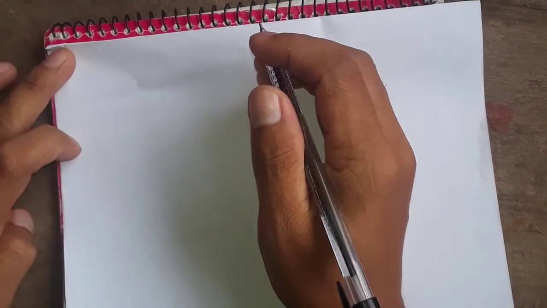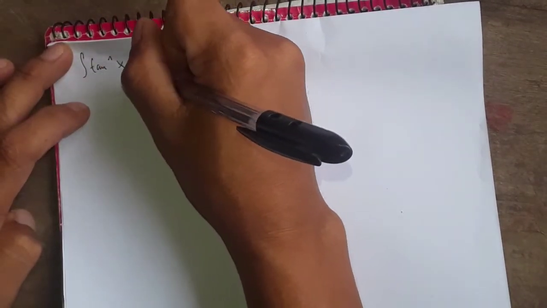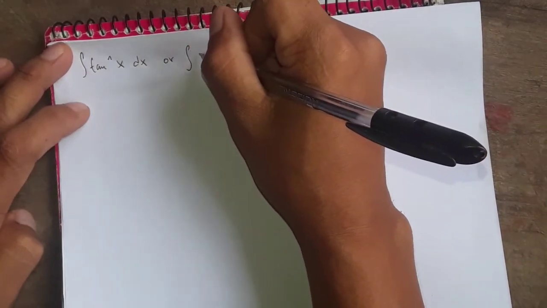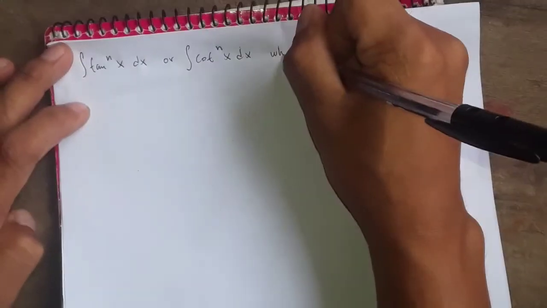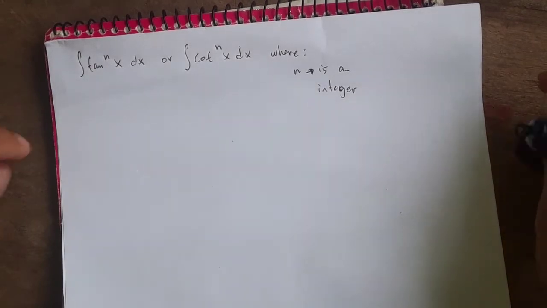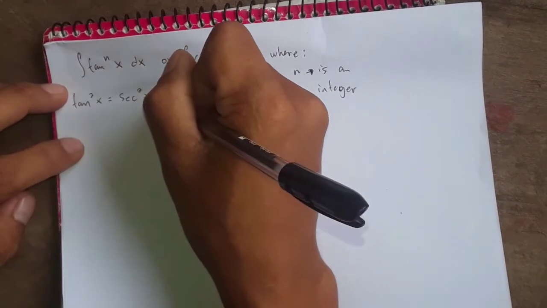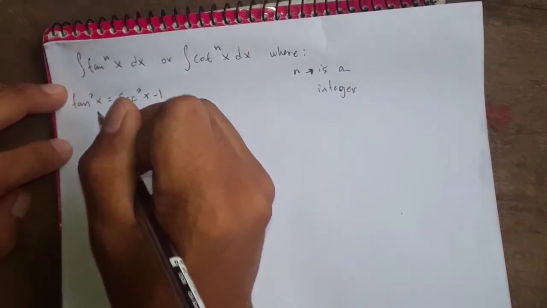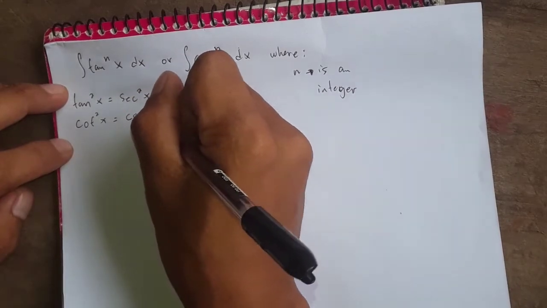So, in transformation of trigonometric formulas, if we're going to integrate a function, for example, tangent raised to the power of n of x dx, or a function of cotangent raised to the power of n of x dx, where our n here is an integer, the formulas we're going to use are: tangent squared of x is equal to secant squared of x minus 1, and for the cotangent function, cotangent squared of x is equal to cosecant squared of x minus 1.